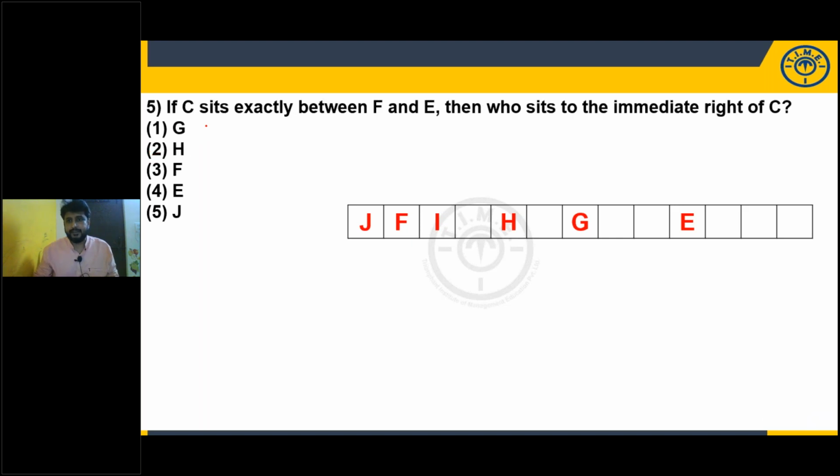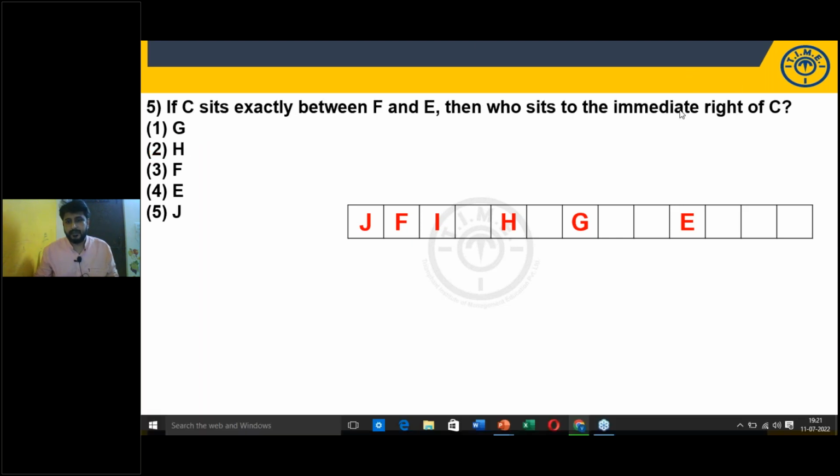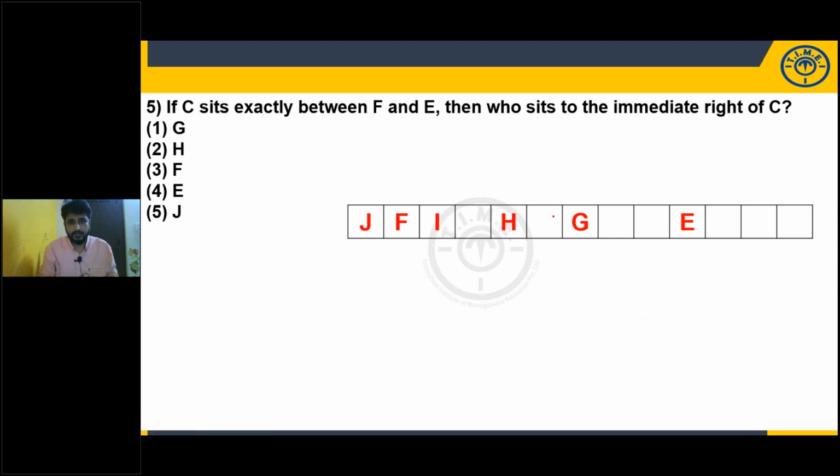If C sits exactly between F and E, so C has to be here, because C has to be exactly between F and E. 3 gaps, 3 gaps. Then who sits the immediate right of C? Immediate right of C will be G. So choice 1 will be my answer.